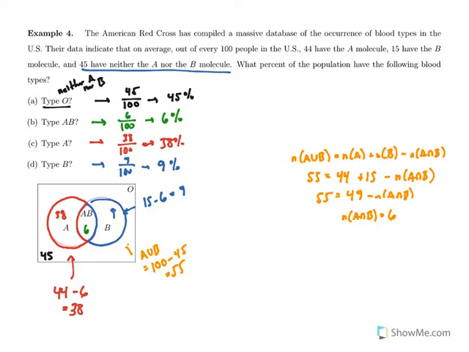And looking at these numbers, they should add up to 100, and they don't, which means that we have an error somewhere. That error is here. 44 plus 15 is not 49. 44 plus 15 is 59. Or sorry, which makes this intersection 4.